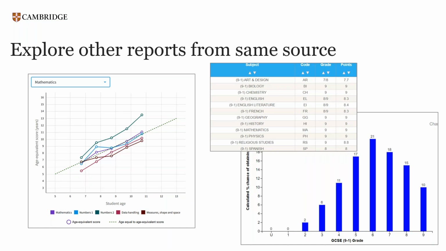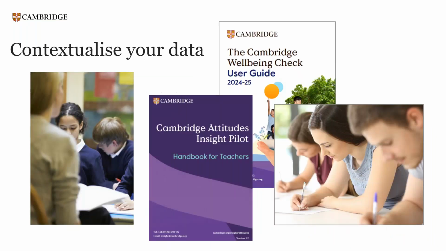So the next step is to contextualize your data. By that, I mean, go and find out more about that student. So we're still sticking with that one student. We've looked at their assessment data from their baseline assessment, and now we're going to go and find out what other data we have about that student.